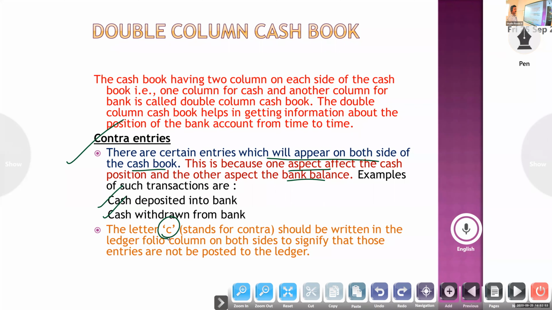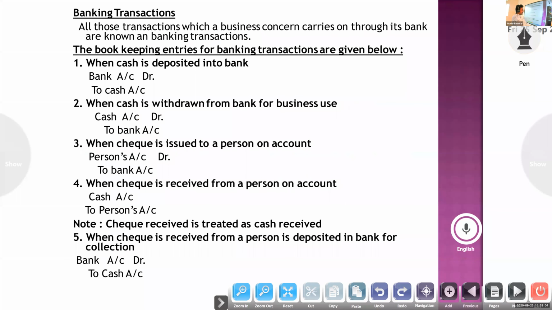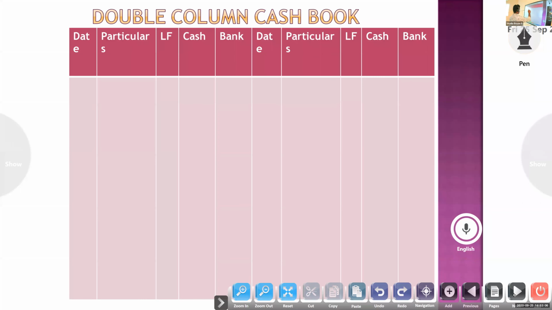There is a compulsory question on double column, journal and ledger are compulsory, then from purchase, sales, purchase return, sales return, one will come. So we know the banking transactions are in the double column. Two amount columns are there: cash and bank. Suppose cash deposited into bank: first you have to write in the bank column opposite cash, and cash opposite bank. C. Don't forget to write C.